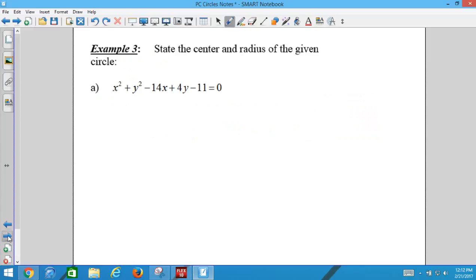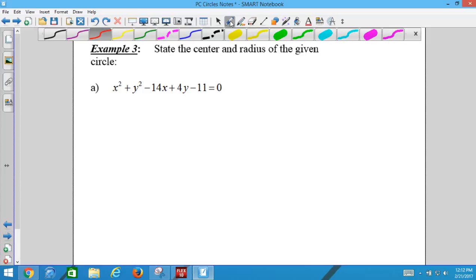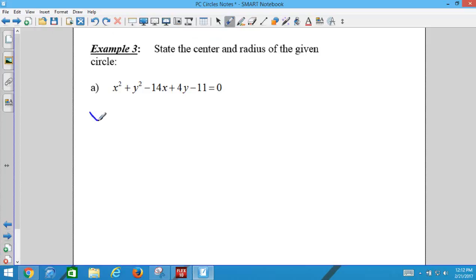Now, they did not give it to you in that nice, easy form where you can just pull out the radius and the center. So we have to put it into that form. This is why we reviewed complete the square. I'm going to start by writing together anything that has an x in it: x squared minus 14x. And then I'm going to leave a space, and write plus y squared plus 4y, and leave a space. And then I'm going to move the 11 to the other side.